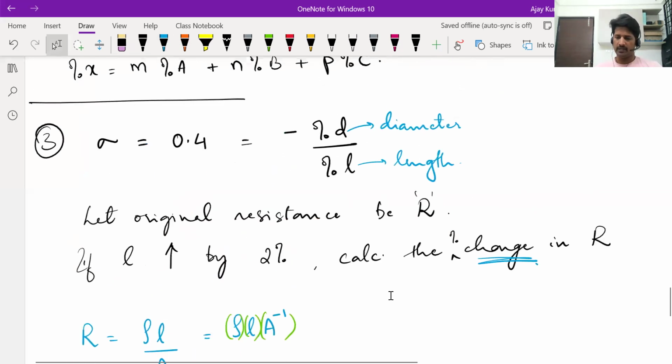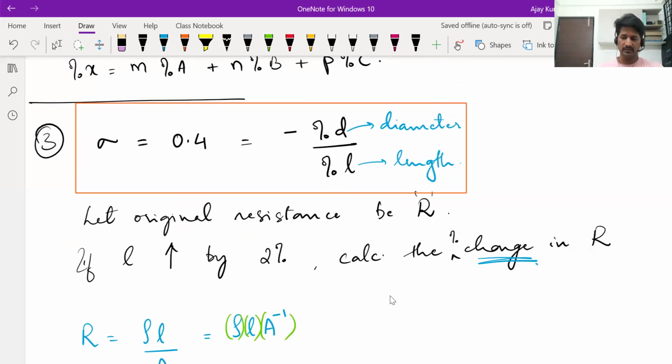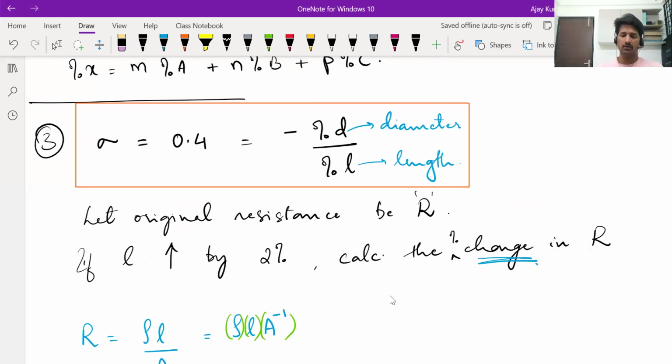Okay. And to find out what happens to the area, you can make use of this. That is Poisson's ratio. Poisson's ratio doesn't involve area directly, but it involves the diameter of the wire. Using diameter, you can connect this to area. Let's see how all that can be done.